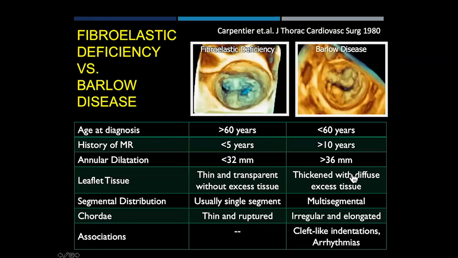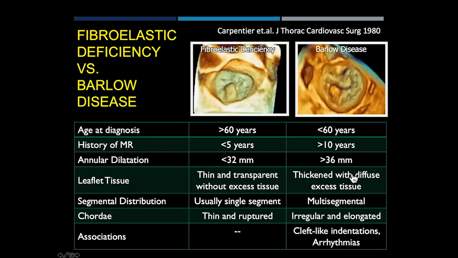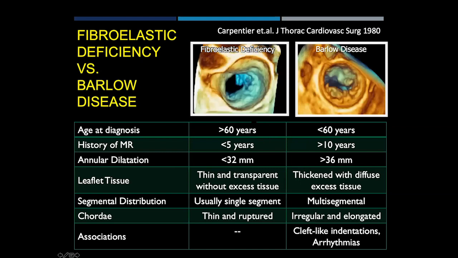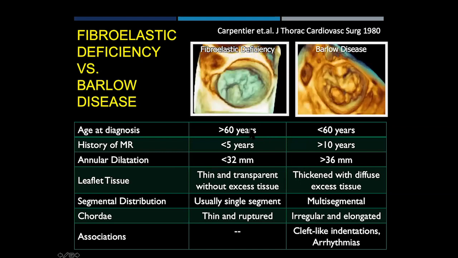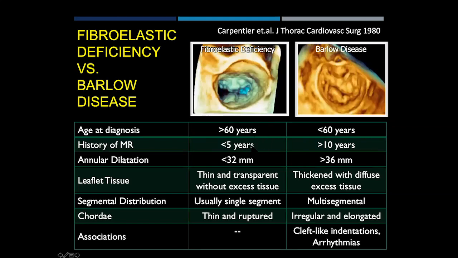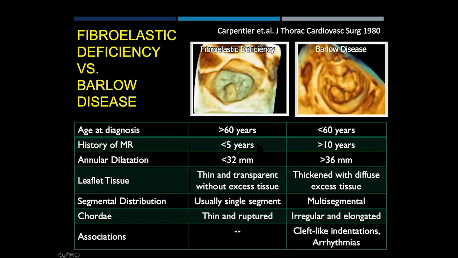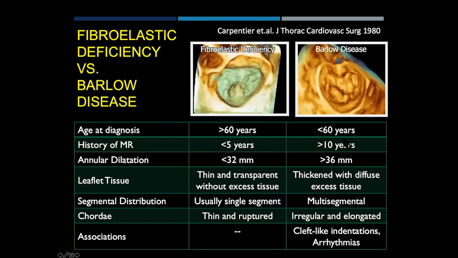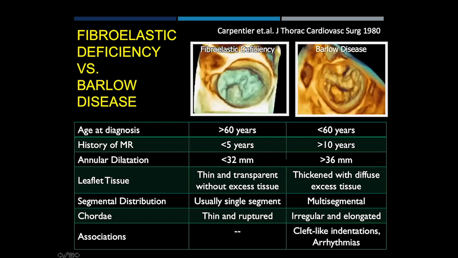To be more specific about the difference between Barlow disease and fibroelastic deficiency, I put a table up here for you. The fibroelastic deficiency is typically seen in the older age group when compared to Barlow's. History of mitral regurgitation in patients with fibroelastic deficiency tends to be less than 5 years, whereas Barlow disease tends to go on for a long period of time before patients present.